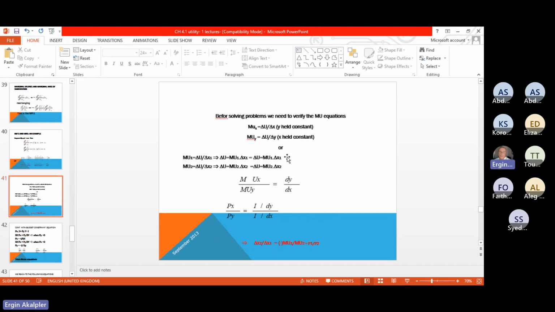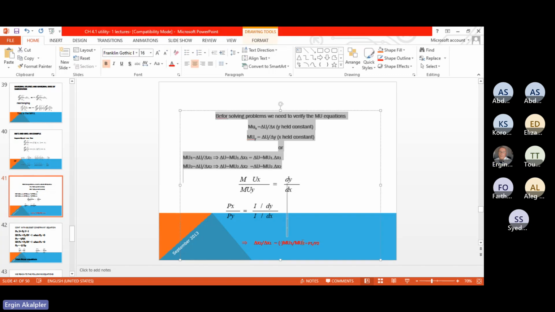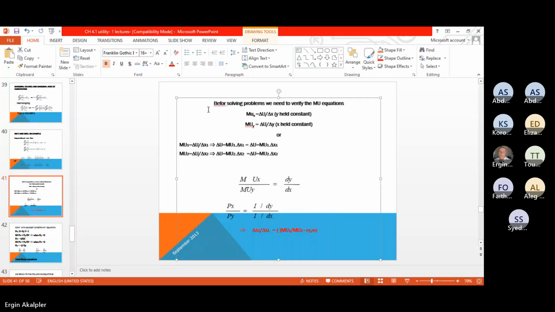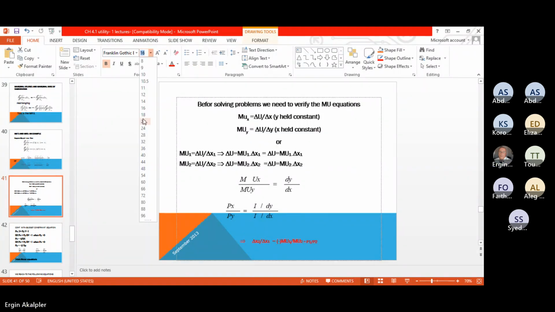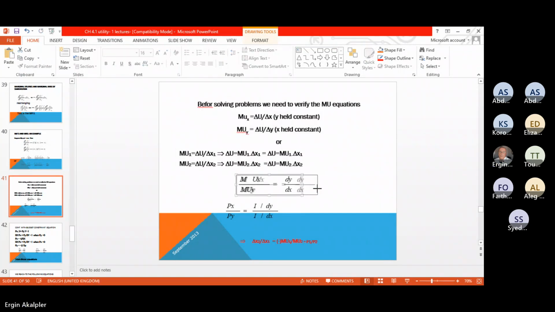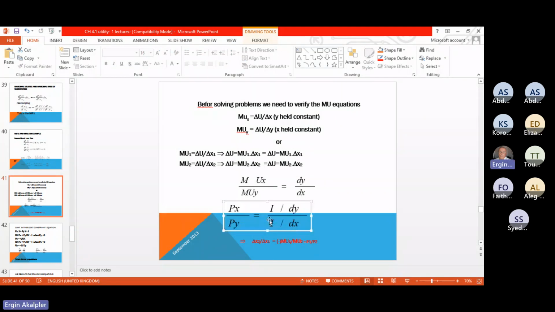Before solving problems, we need to verify these equations. Let me enlarge this a little bit more. Okay, better. I will explain where all this comes from.